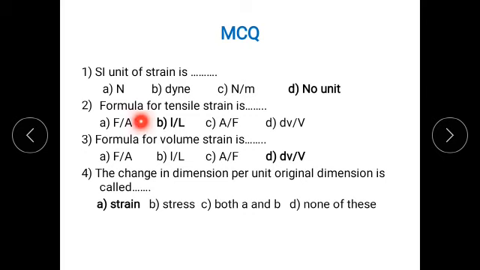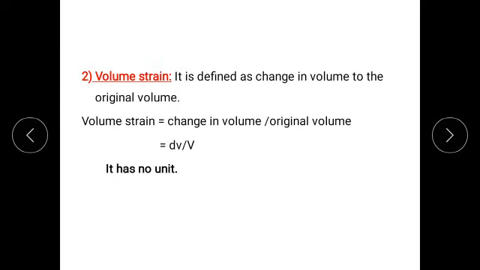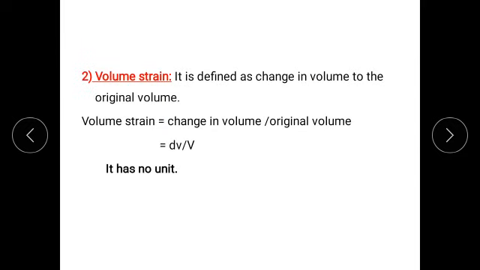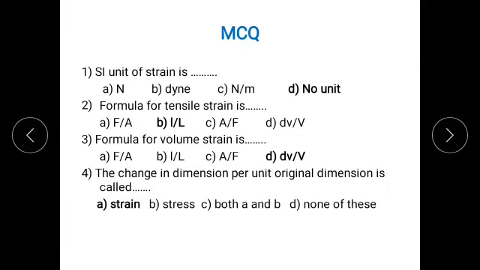Second question: the formula for tensile strain is. Option A is F upon A. Option B is small l upon capital L. Option C is A upon F. And option D is dV upon V. As we know, tensile strain is the ratio of change in length upon original length. And therefore the formula is small l upon capital L. Therefore the correct option is B, small l upon capital L.